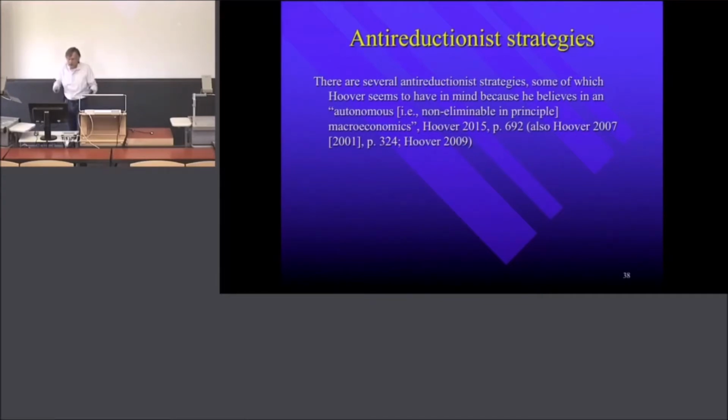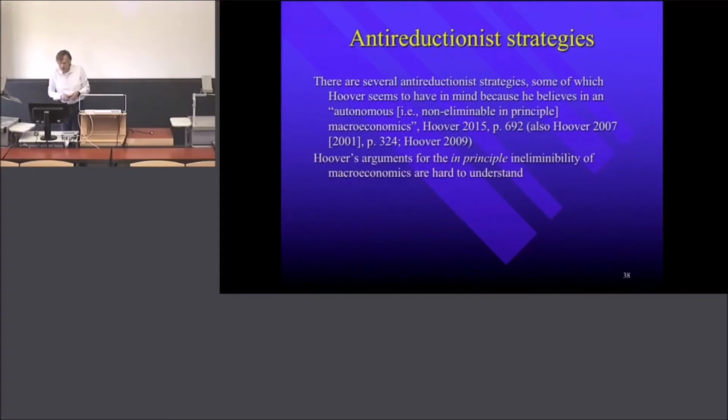So he thinks, as I said, Hoover believes in an autonomous and non-eliminable in principle macroeconomics. This is what he says in some of these papers. And he's got a variety of different arguments, and some of the arguments in some of the other papers, I think they are just really very bad. And so I tried to use this paper because that has, as far as I could see, the best arguments that Hoover has to offer.